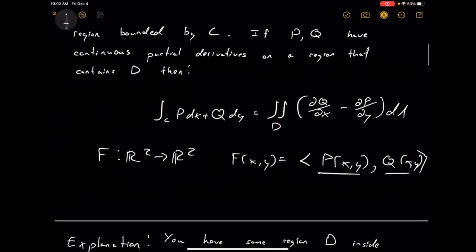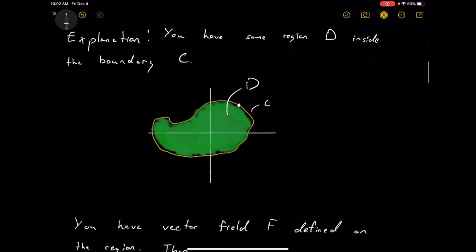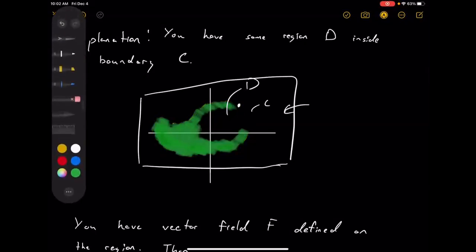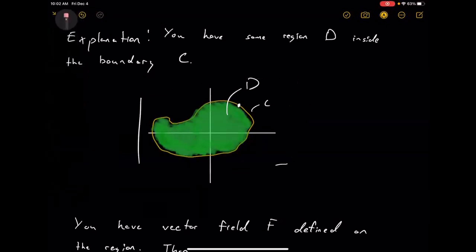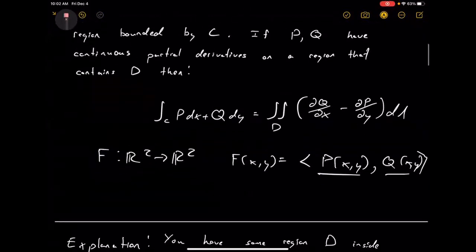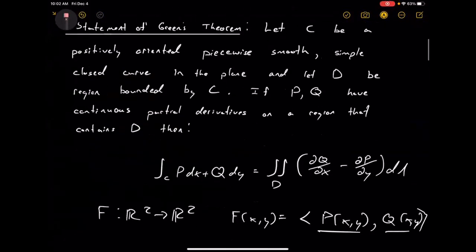And then what does it mean on a region that contains D? Well, that's not too important. It just means P and Q are differentiable on this larger region, so it's not going to be a problem if we differentiate on that smaller region. Kind of a technical requirement. Okay, so that's more setup.